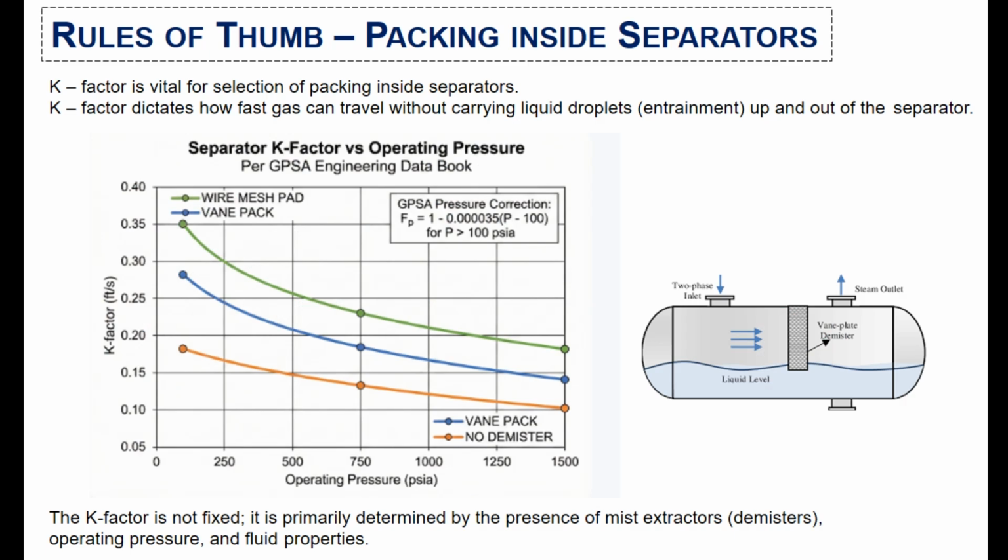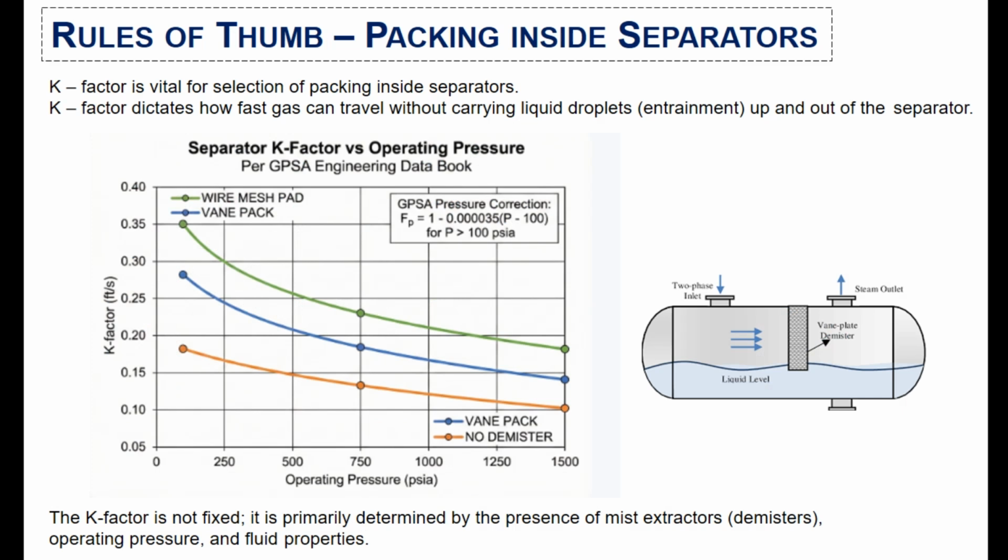For selection of the packing inside the separators, a general rule of thumb is used, and that is the K factor. The K factor is vital for selection of packing inside separators, and it dictates how fast gas can travel without carrying liquid droplets out of the separator. In this graph, referenced from the GPSA standard, you can see that if there is a very high pressure and a low K factor, then there will be no requirement for demister pads, or the demister pads will not be suitable. Here the orange line reflects this on the graph.